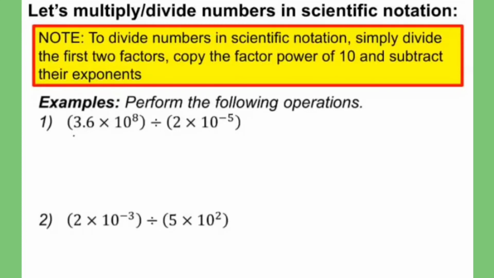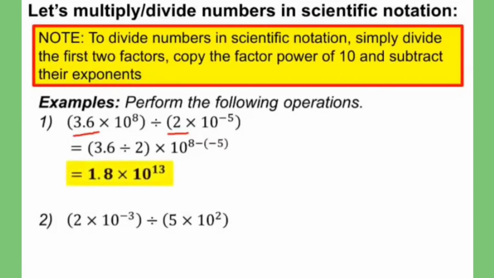In number 1, we divide 3.6 and 2. So we have 3.6 divided by 2. Then we copy the power of 10 and we subtract the exponents. 8 minus negative 5. Simplifying, 3.6 divided by 2 is 1.8. Then 8 minus negative 5 is equal to positive 13. And this is now our final answer, 1.8 times 10 raised to the power of 13.